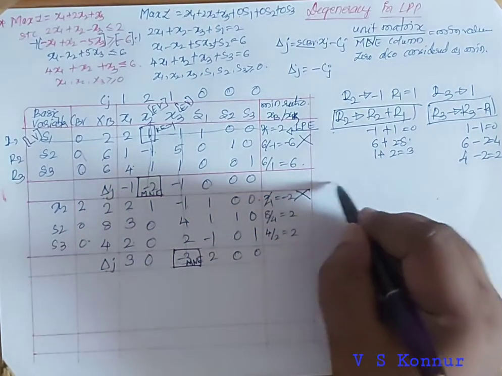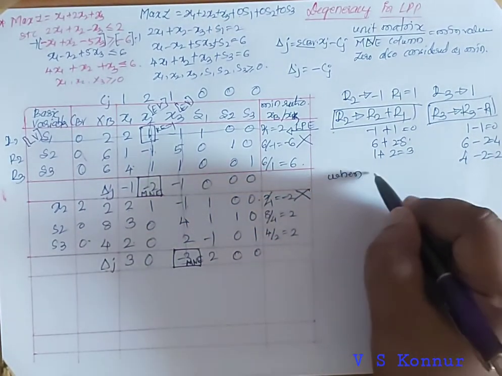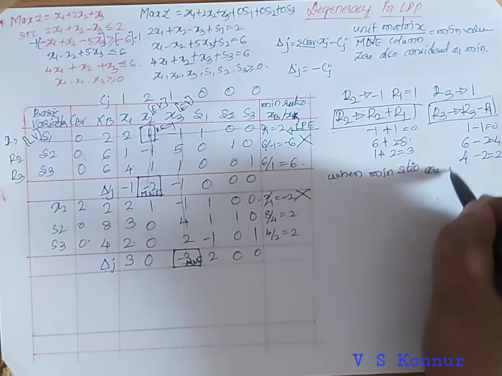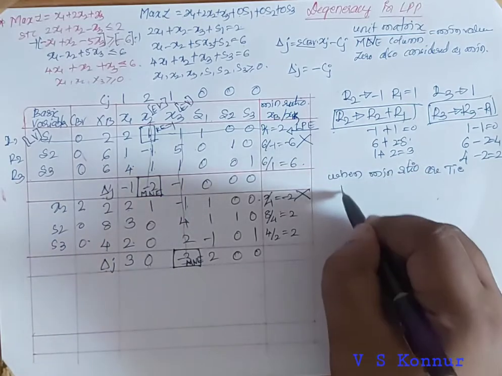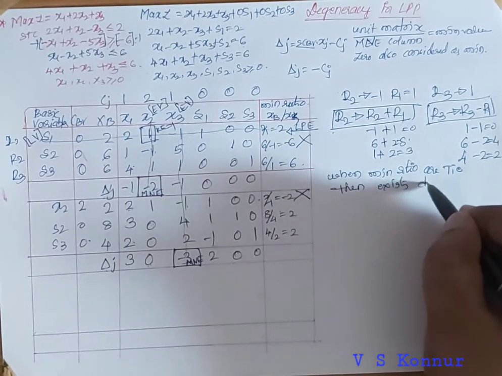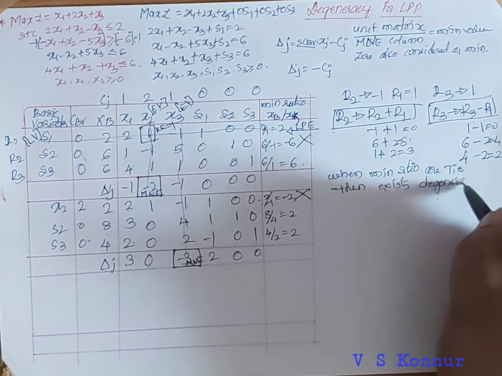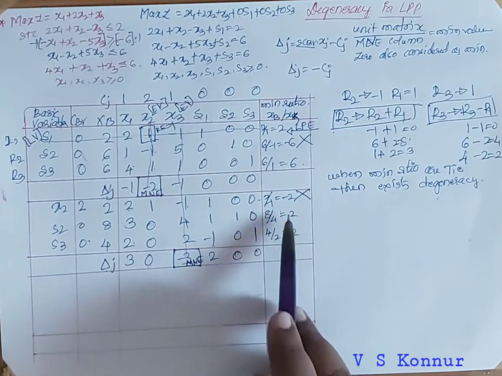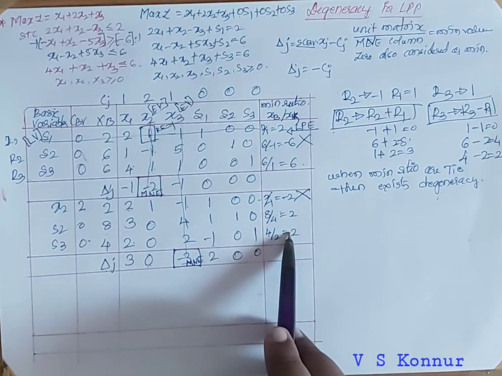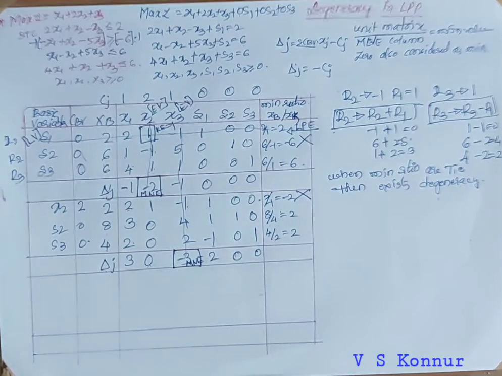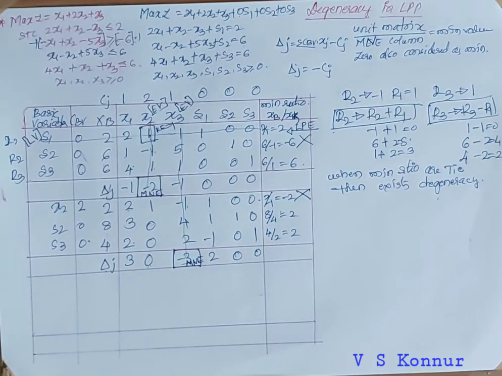Now when there is a tie in the minimum ratio, then degeneracy exists. So this is the degeneracy. Whenever a tie occurs in the minimum ratio when selecting the least positive element, that is called degeneracy. For that I will explain the method.